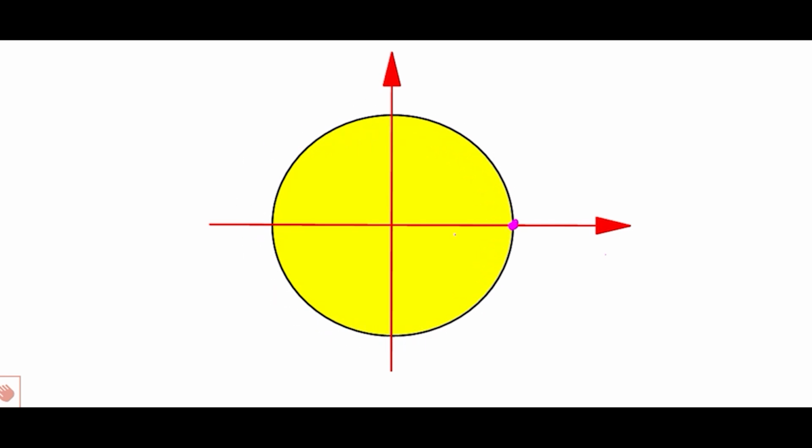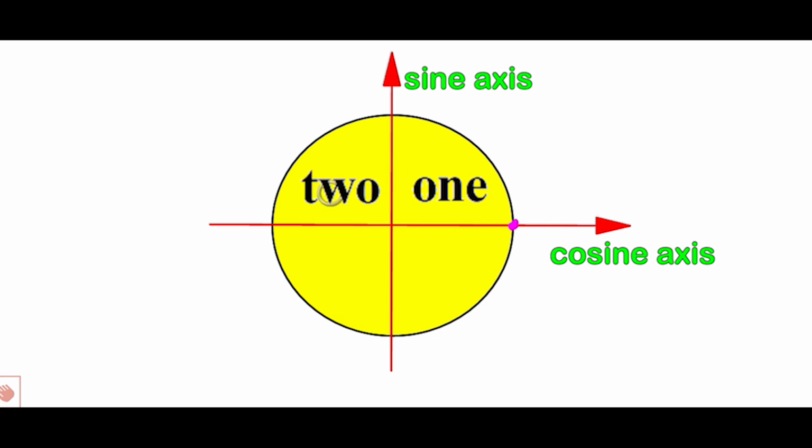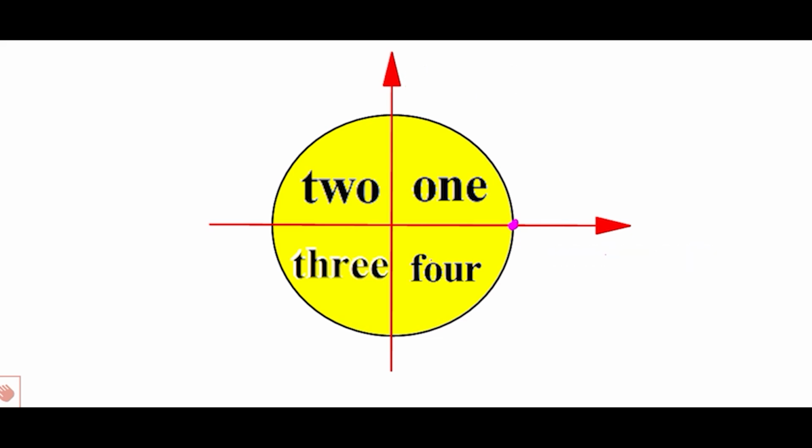Alright? Remember in the previous video, I talked about the reference angles. Now, I wanna show them on the unit circle. Let me introduce the vertical axis and horizontal axis to you. The vertical axis is the sine axis and the horizontal axis is the cosine axis. Now let's label them. Quadrant 1, quadrant 2, quadrant 3, and quadrant 4.